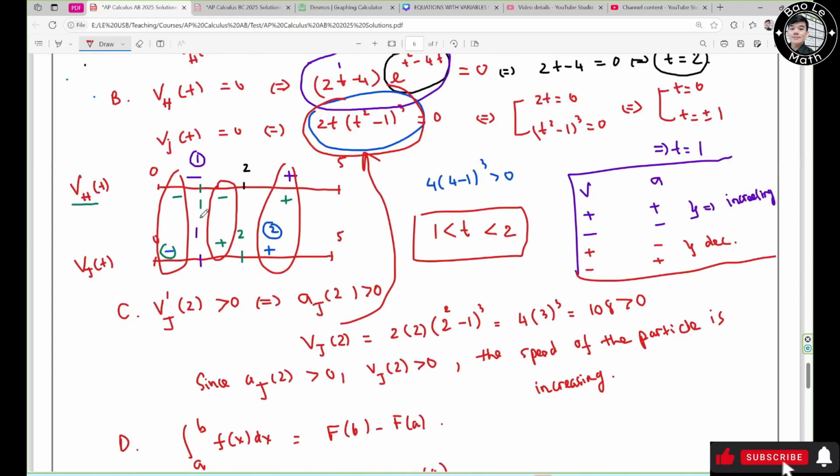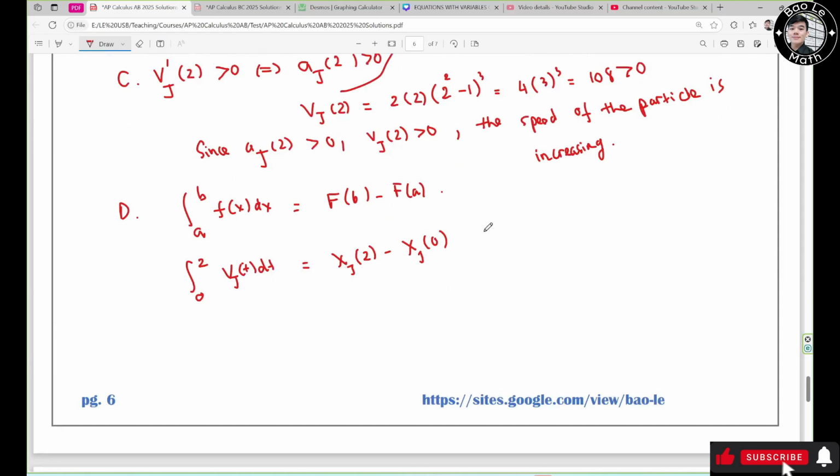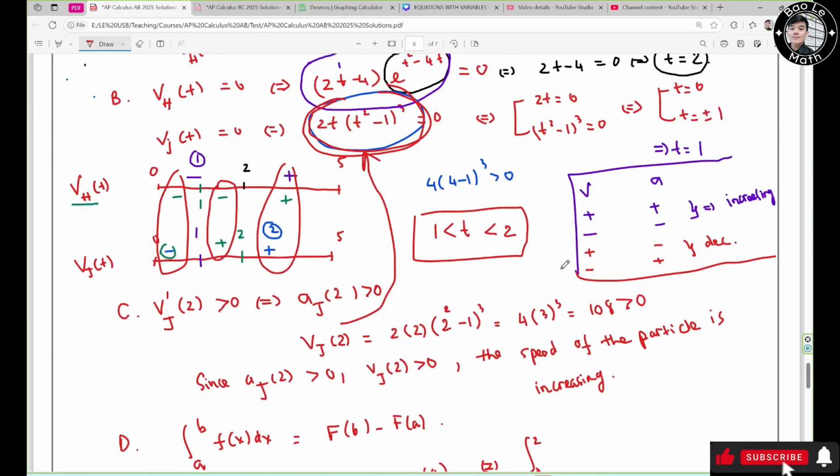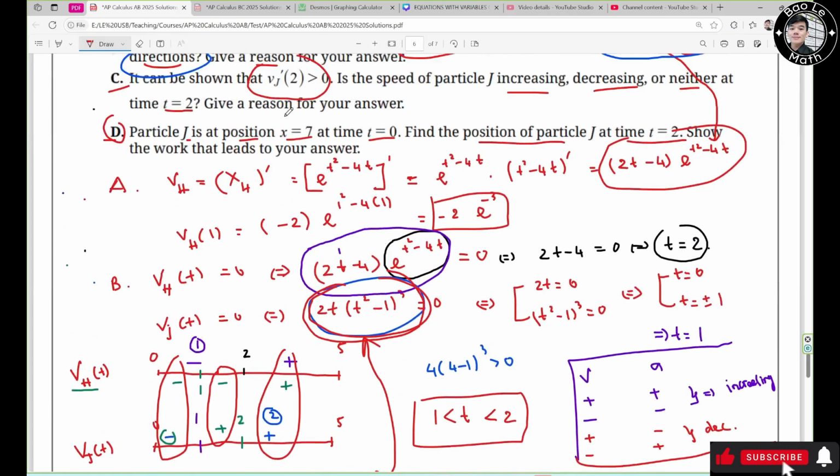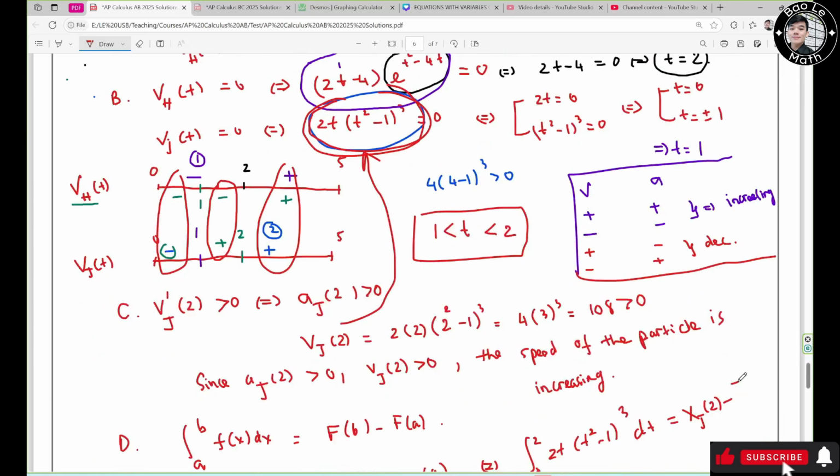Now v j is going to be right here, right? So we have the integral from 0 to 2 of 2t times (t squared minus 1) cubed dt equals s j of 2 minus s j of 0, which is going to be right here, 7, right? Because t equals 0. So you need to minus 7.